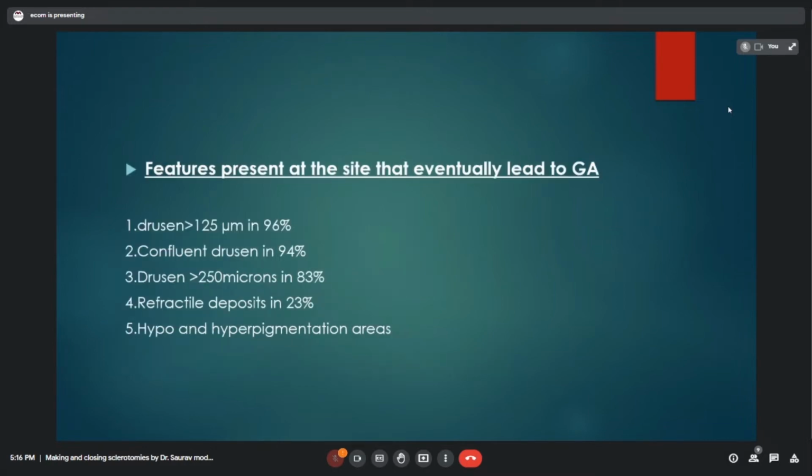Features present at the site that eventually lead to geographic atrophy. If drusen more than 125 micrometers are present, there is a 96% chance of geographic atrophy. Similarly, confluent drusen in 94%, drusen size more than 250 microns in 83%, refractile deposits in 23% of cases, and hypo and hyperpigmentation areas.